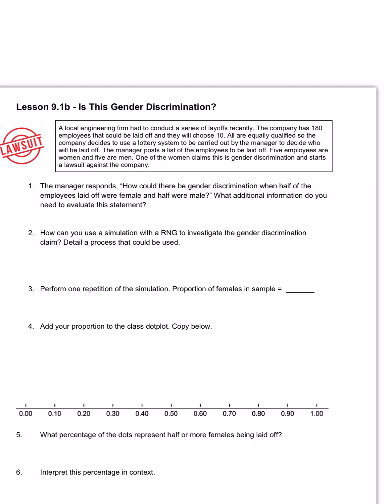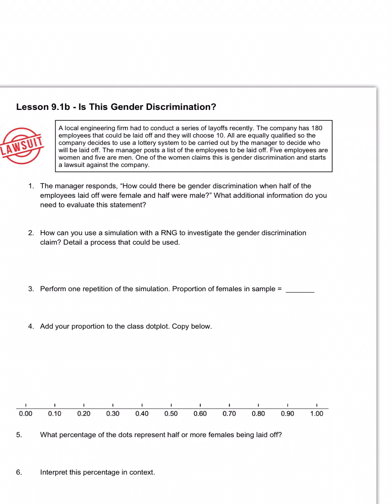On this one, a local engineering firm had to conduct a series of layoffs. The company has 180 employees that could be laid off, and they'll choose 10. All of them are equally qualified, so the company decides to use a lottery system carried out by the manager to decide who gets laid off.